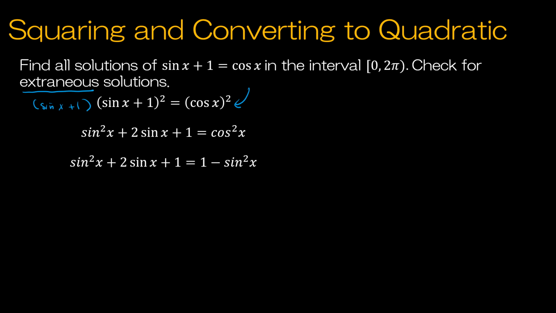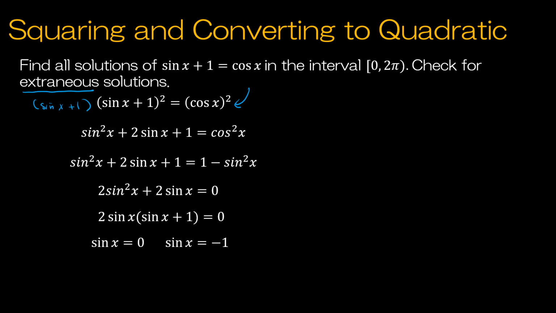I end up with 2 sine squared x plus 2 sine of x is equal to 0. Factor out the 2 sine of x from each term. Now I have two values. 2 sine of x is equal to 0, so sine of x is equal to 0. Sine of x plus 1 is equal to 0, so sine of x is equal to negative 1, and that gives me three solutions, 0, pi, and 3 pi over 2.